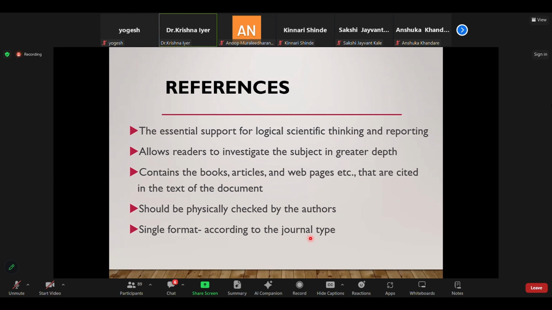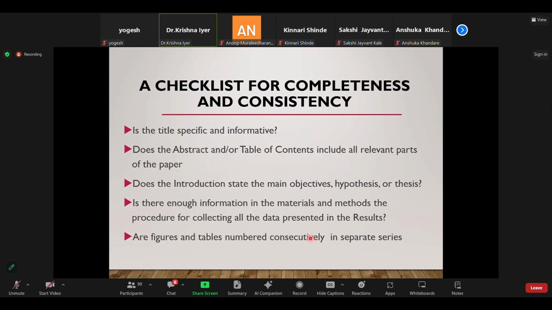Okay, and once you have done all of these things, then you have a little checklist that you go through. Look at your title again, make sure it is specific and informative. Make sure your table of contents or abstract includes everything. Make sure the introduction states your main objectives, hypothesis, and there is enough information in the materials and results section for collecting the data. And all the tables and figures are titled correctly, numbered consecutively. They're all separate entries.